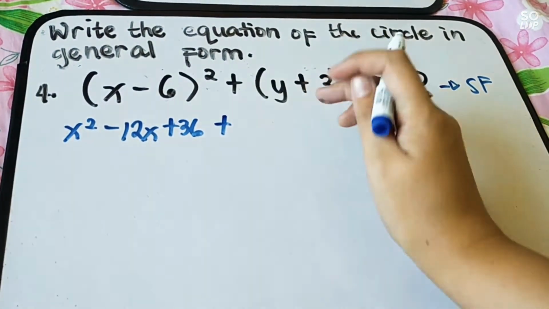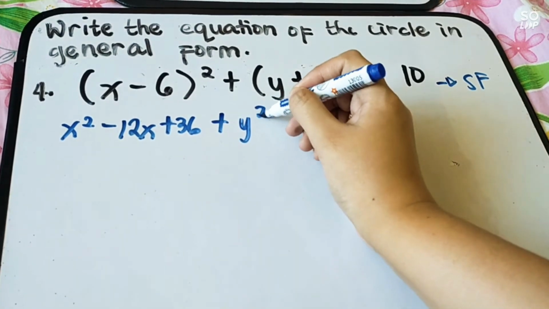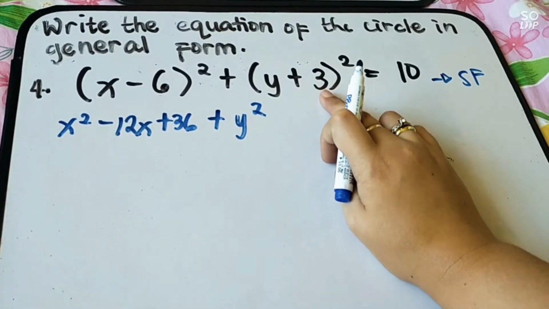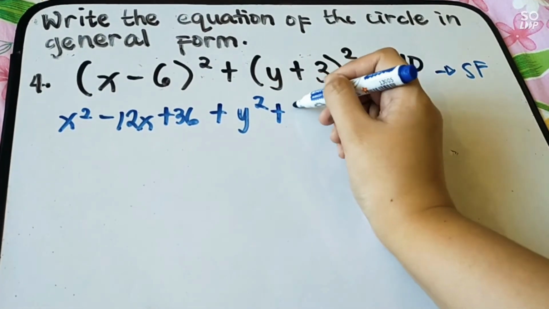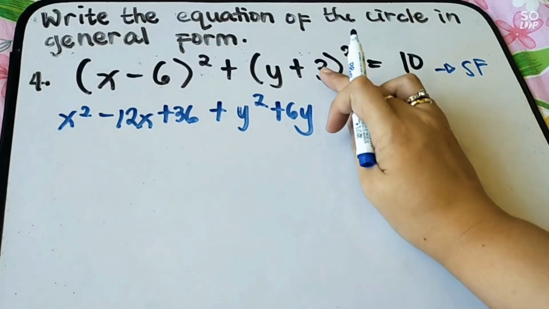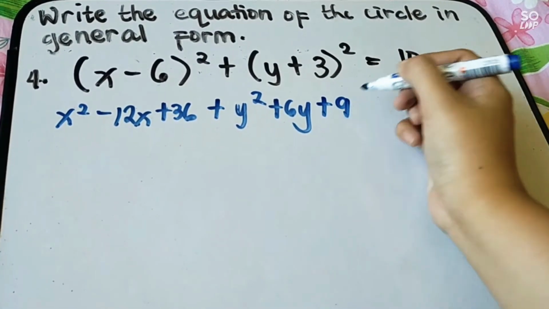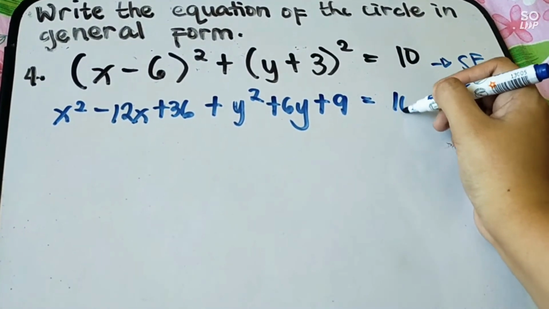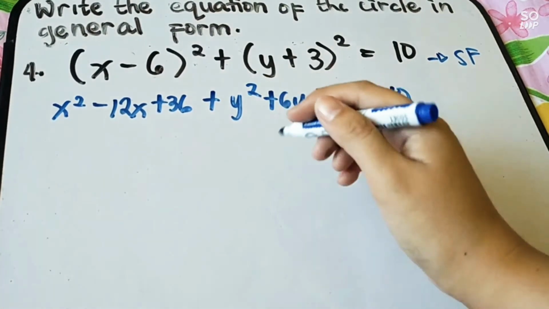Then, plus, dito tayo sa second. The square of y, we have y squared. Then, si 3, doblehin mo, we had 3 times 2, 6 times y, we have plus 6y. Next, the square of 3. 3 squared, the answer is plus 9. Is equal to 10. Next, arrange na natin siya sa standard form.